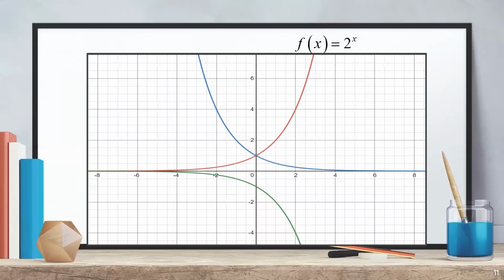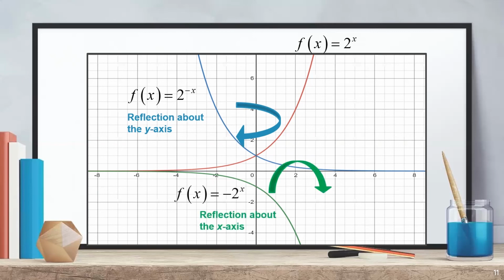In this illustration, the blue graph represents the function f of x is equal to 2 raised to negative x. See that the graph of f of x equals 2 raised to x was reflected with respect to the y-axis when the exponent was negated. On the other hand, the green represents the function f of x equals negative 2 raised to x, which is a reflected image of f of x equals 2 raised to x when the base was negated.